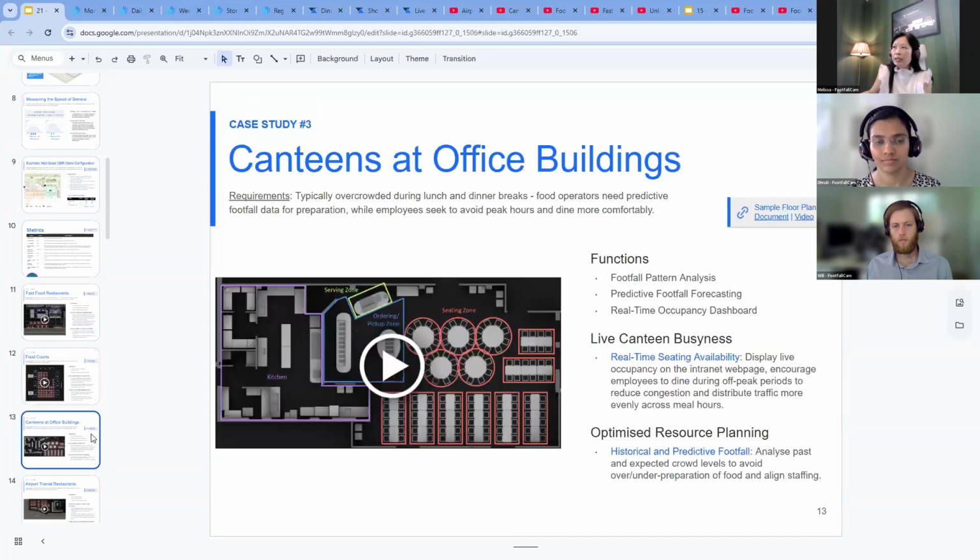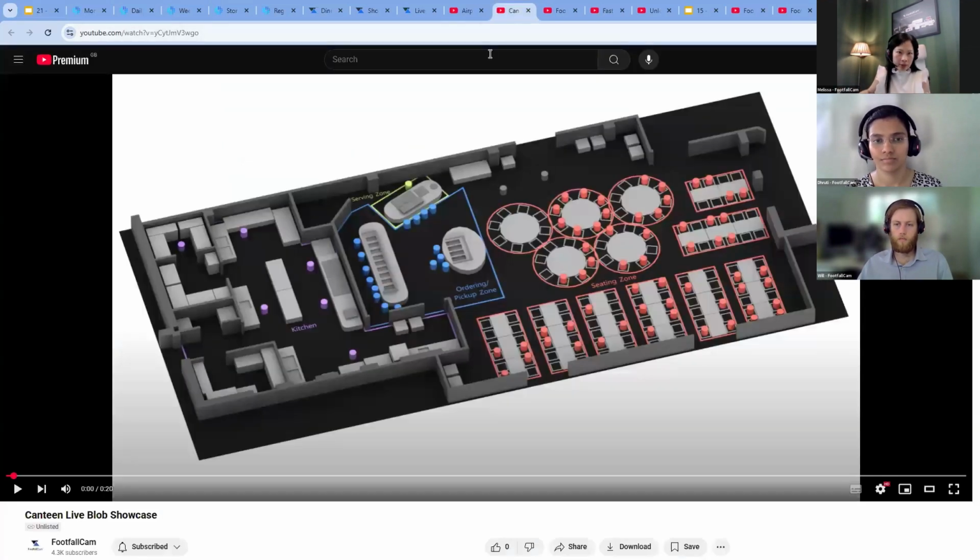Now, a third case is canteens. Canteens in office buildings, in warehouses, factory canteens, in academic settings like schools, colleges, and hospitals, they all have canteens. Canteens often have fixed space and limited seating area, but their goal is to serve the entire population, be it in the company, in the factory, or in the hospital, or in the school, or on a campus, within a very limited dining window.